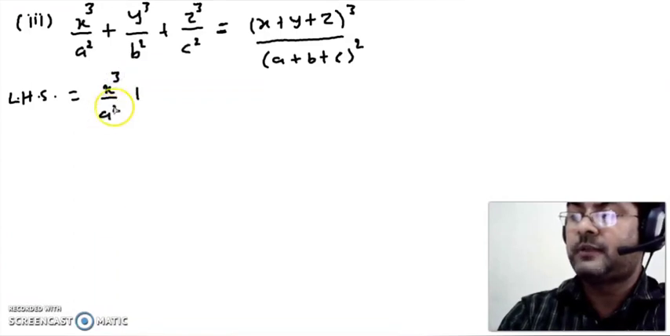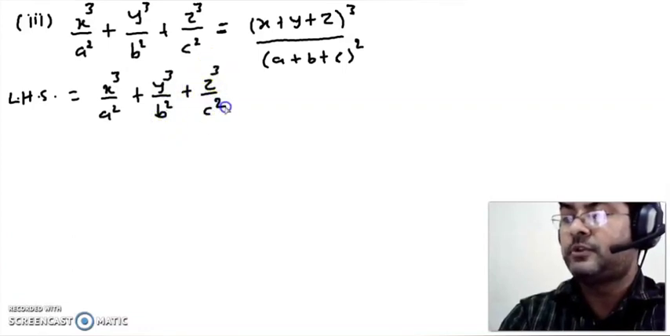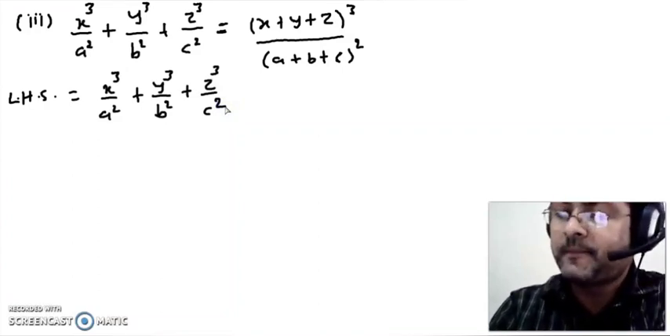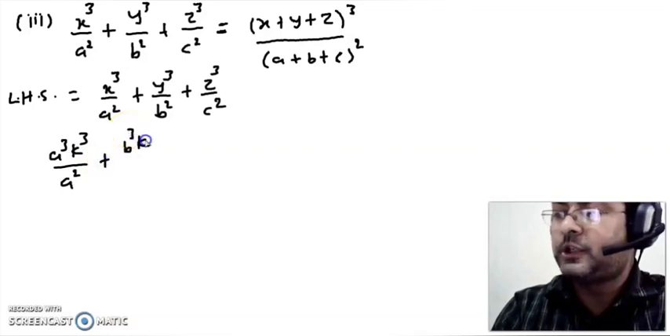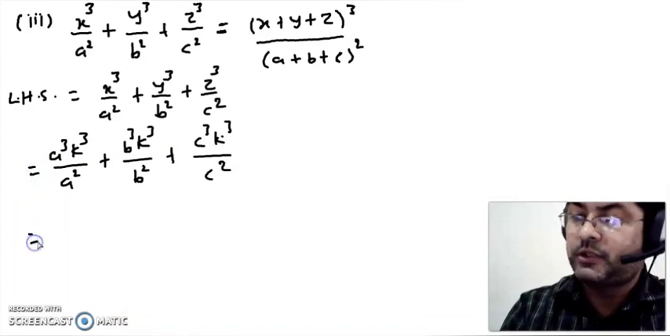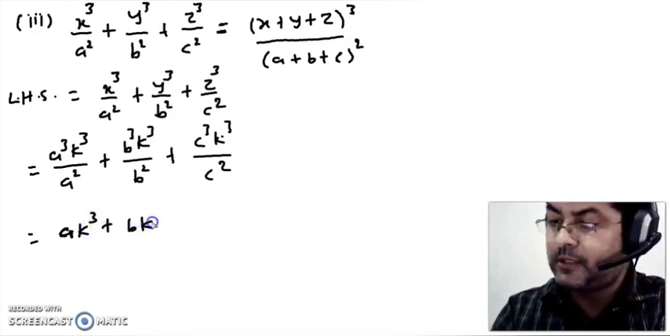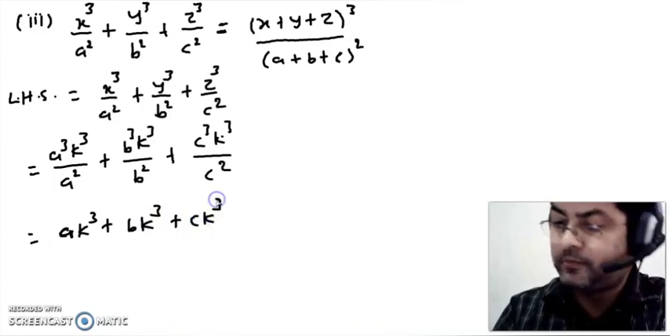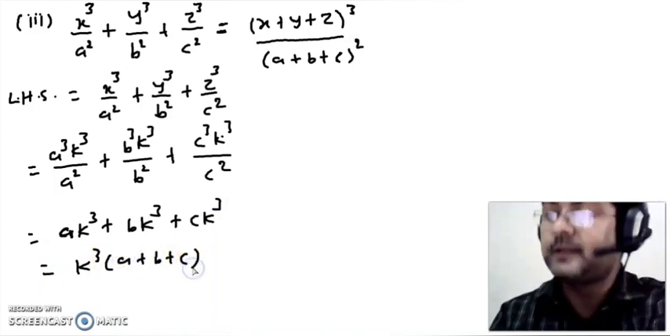LHS: x cube upon a square plus y cube upon b square plus z cube upon c square. Value of x is ak, so we write a cube k cube upon a square, plus again for y it is bk, so b cube k cube upon b square, and for z it is ck, so c cube k cube upon c square. Now a cube upon a square will be a, so we have a k cube plus b k cube plus c k cube. Take k cube common, so we are left with k cube into the bracket a plus b plus c. This is the left hand side.